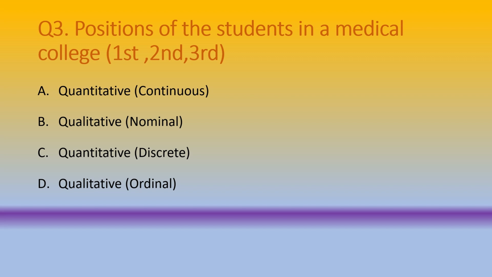Question 3. Positions of the students in a medical college. First position, second position, and third position. The answer of this question is qualitative and ordinal types of variable.